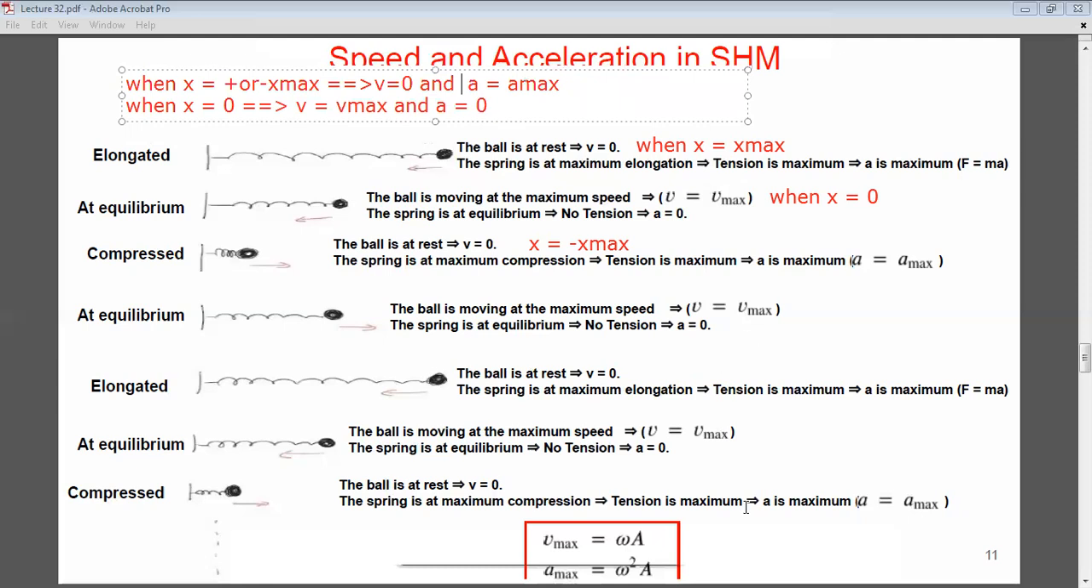Now, two formulas you need to memorize. V maximum equals omega, which is 2 pi f, times A, which is the amplitude. A maximum equals omega squared times A. These are the omega and the A that are in the list of vocabulary.